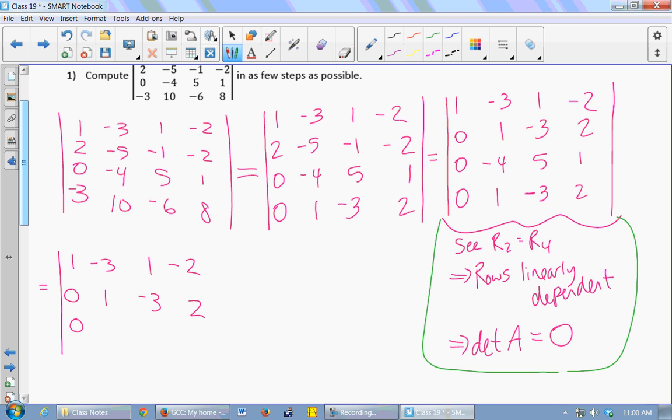So I get 0, 0. -3 times 4 is -12, plus 5 is -7. And 2 times 4 is 8 plus 1 is 9. Did I do that right? Yeah, okay. And then for eliminating the 1 here, I can just subtract. So I get 0, 0, 0, 0.